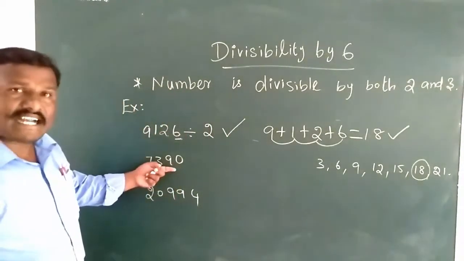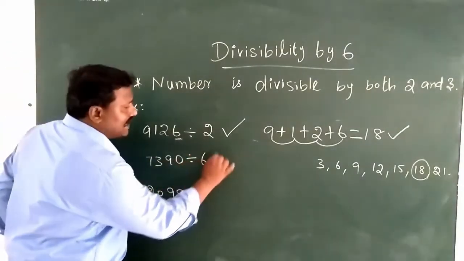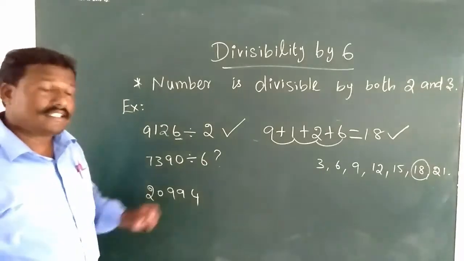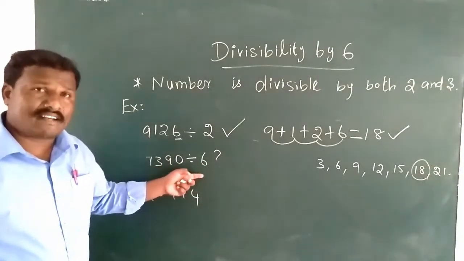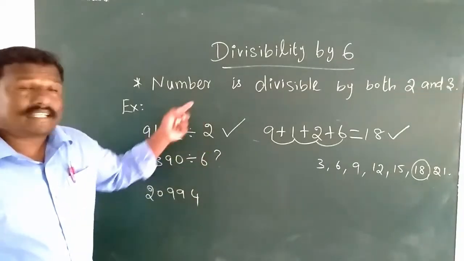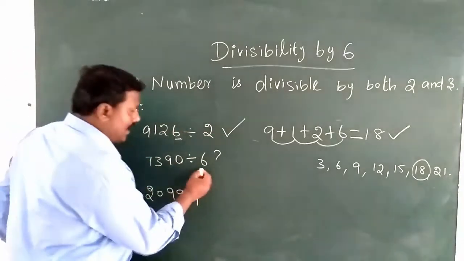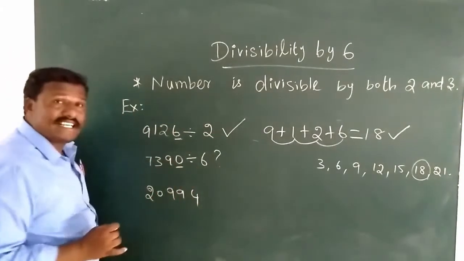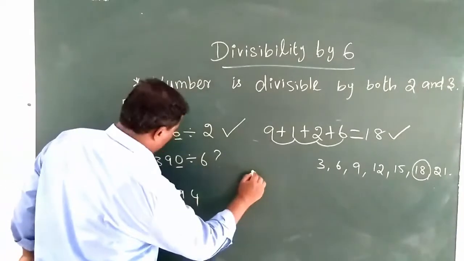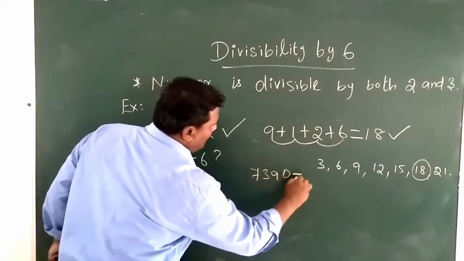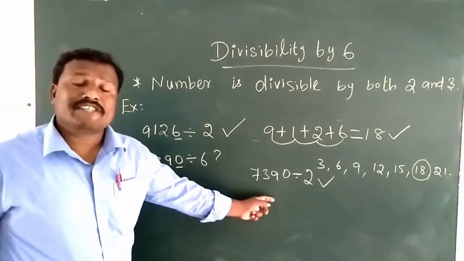Okay, let me check another example: can the number be divisible by 6 or not? Before that, we want to check whether the number is divisible by both 2 and 3. In this number, 0 is in the ones place. So 0 means the number can be divisible by 2. So 7390 can be divisible by 2.